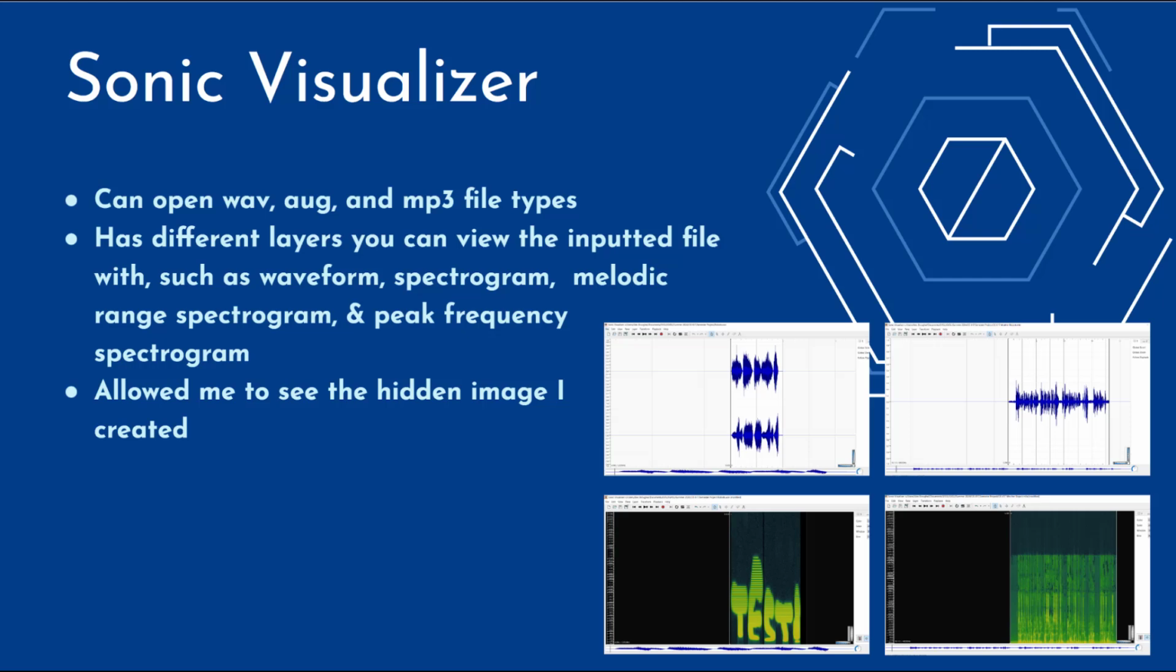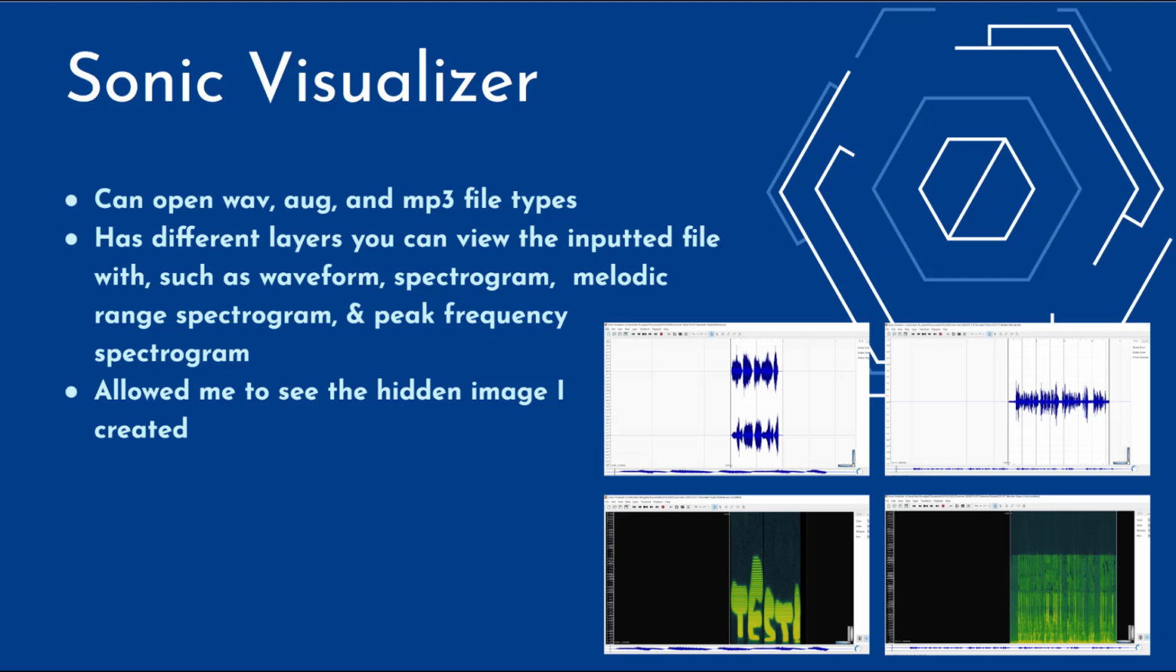In order to unhide what I hid using Coagula, I installed Sonic Visualizer. This can open WAV, OGG, and MP3 files, and the way that it works is you first upload the file, which is what the top row of photos is, where you can see the blue sound waves, and the program has different layers that you can view on top of the inputted file, such as waveform or spectrogram, and then once you insert those onto it, it'll show you a different view of that same audio file.